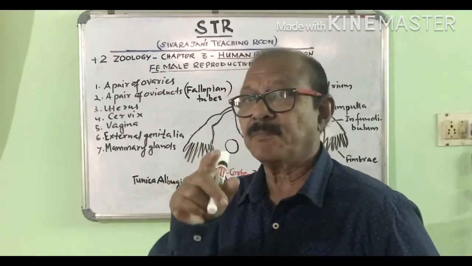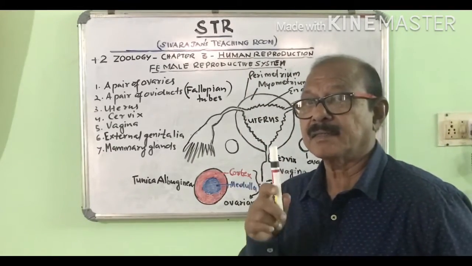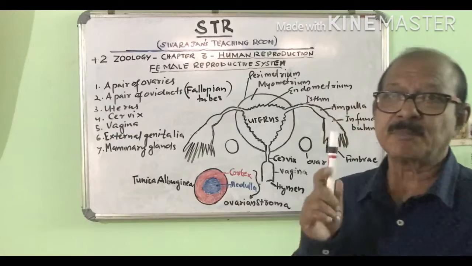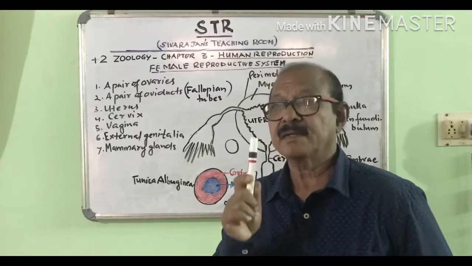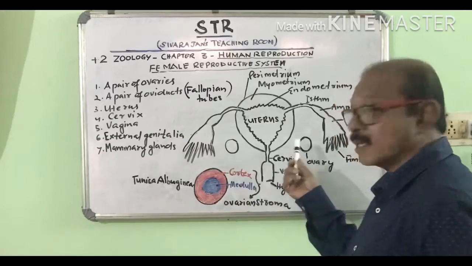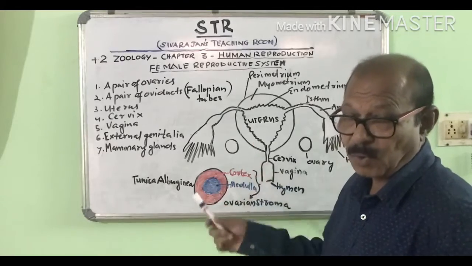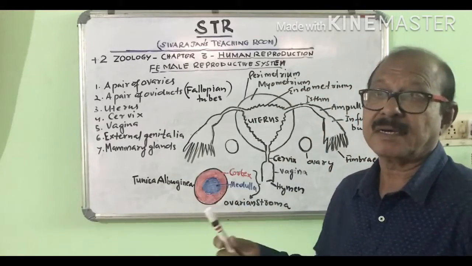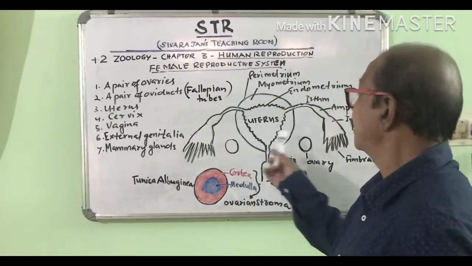When we were discussing the male reproductive system, I told you that testes are the primary sex organs in males. So what do you mean by primary sex organ? The organ that produces the gametes and the sex hormones is the primary sex organ. So in females, the ovaries are the primary sex organs because they produce the female gamete, the ovum or egg, and also the female hormones.